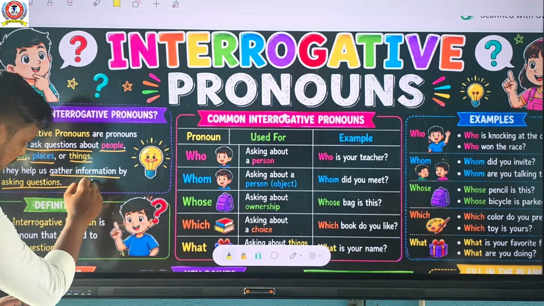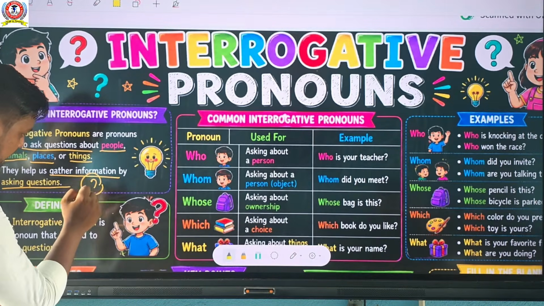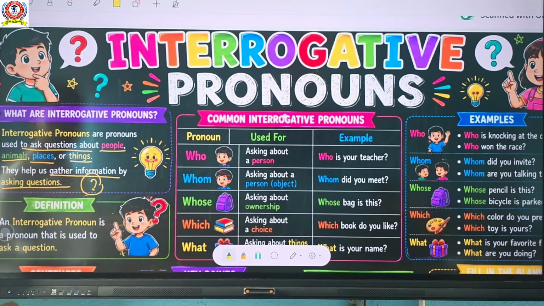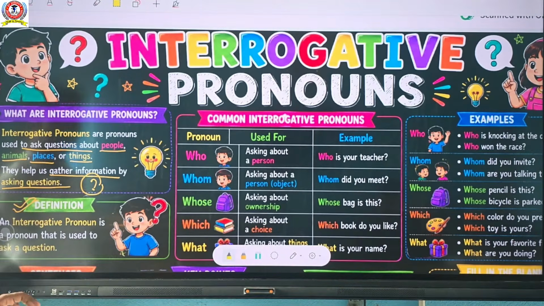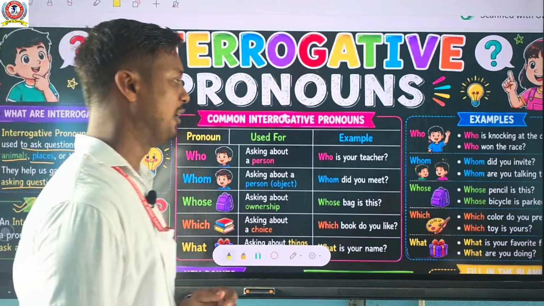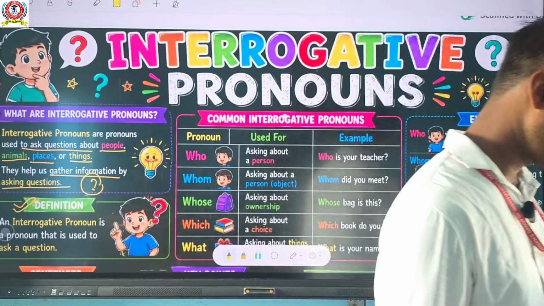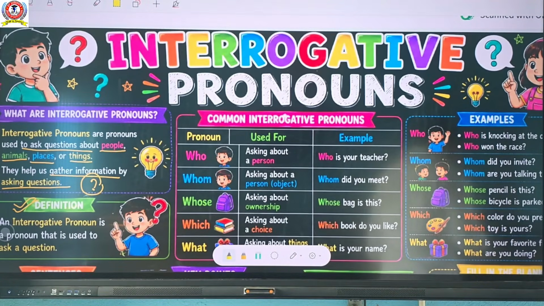This is a question mark, you know. An interrogative pronoun is a pronoun that is used to ask a question. That is the definition. You can note it in your copy, please, students. Then one by one we have to discuss.